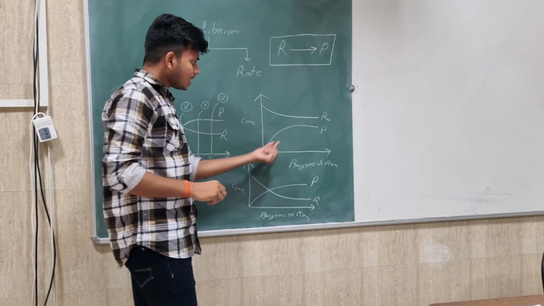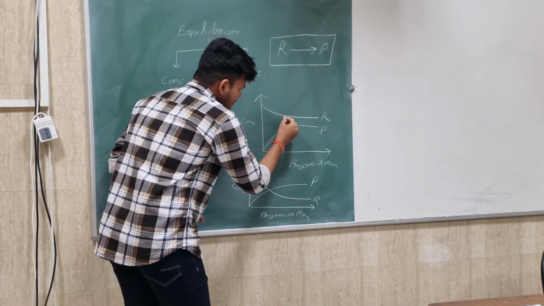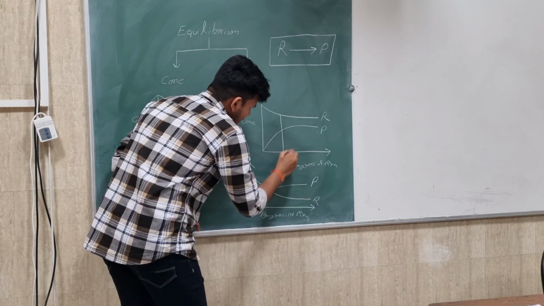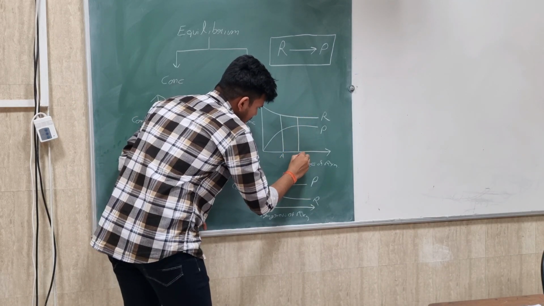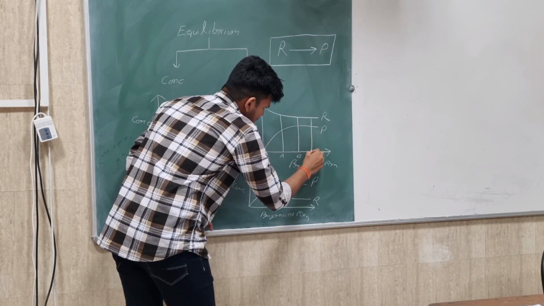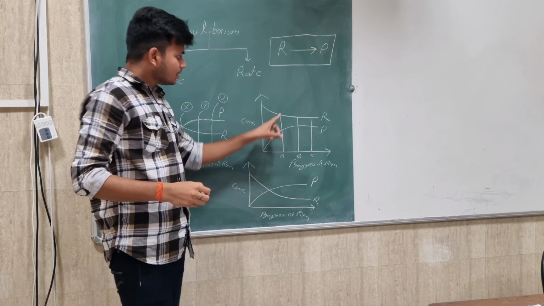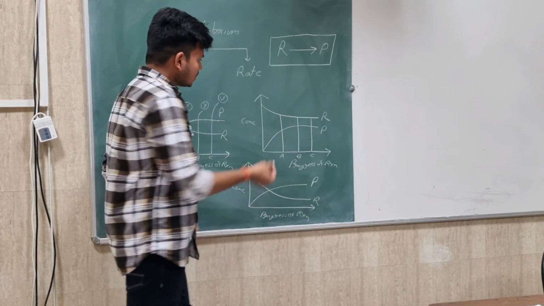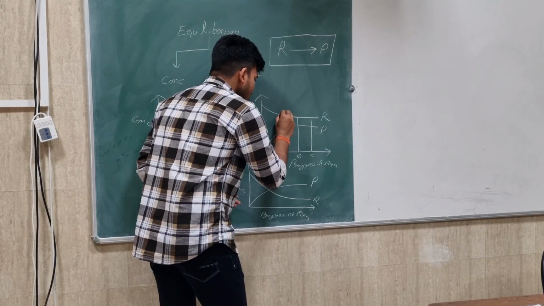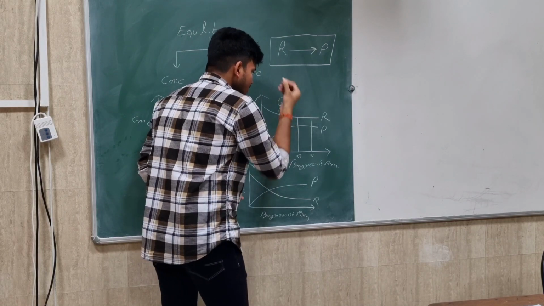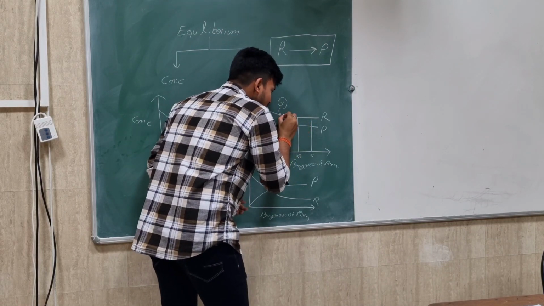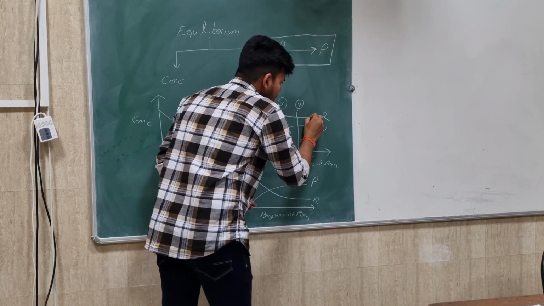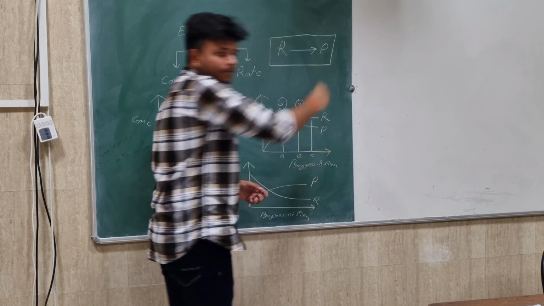Here product and reactant. Let's see. That is point A. Let's see point B and point C. At point A, reactant and product concentrations are not equal. That means at point A we cannot attain the equilibrium point. At point B, there is a slight change. That is not the equilibrium. But at point C, we can attain the equilibrium point.